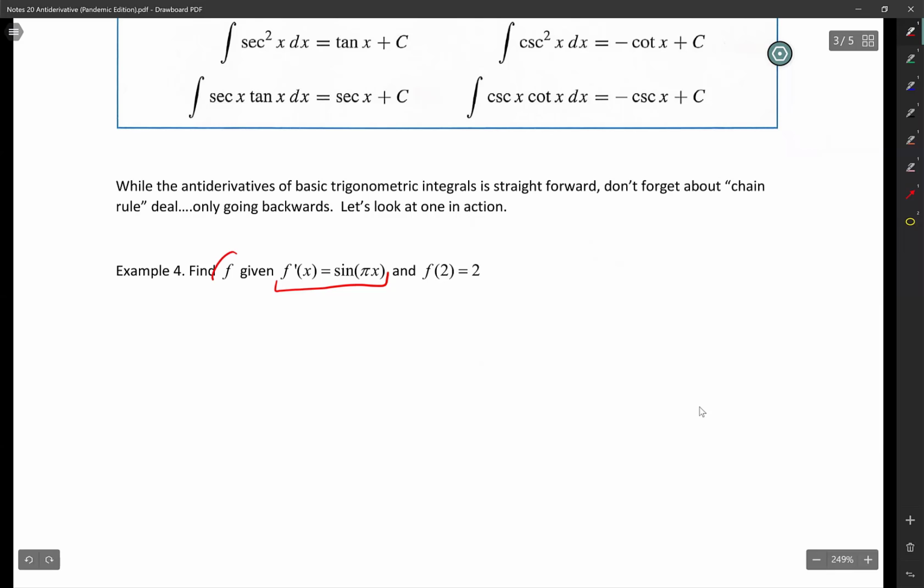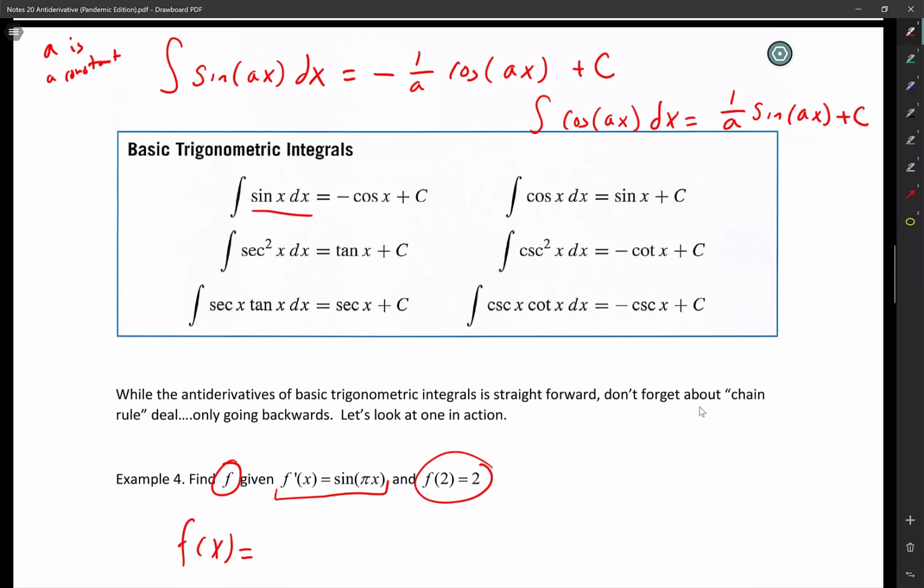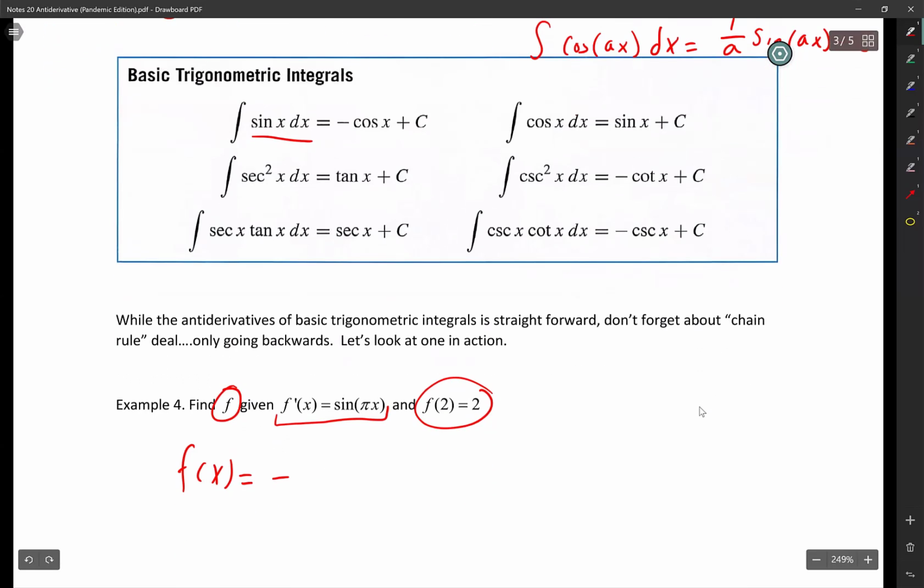So antiderivative. So you guys ready? They want f, and they tell you that f of 2 is 2. What's the antiderivative of sine pi x? Perfect. And then I put plus what? Plus c. I'm going to find the c value.